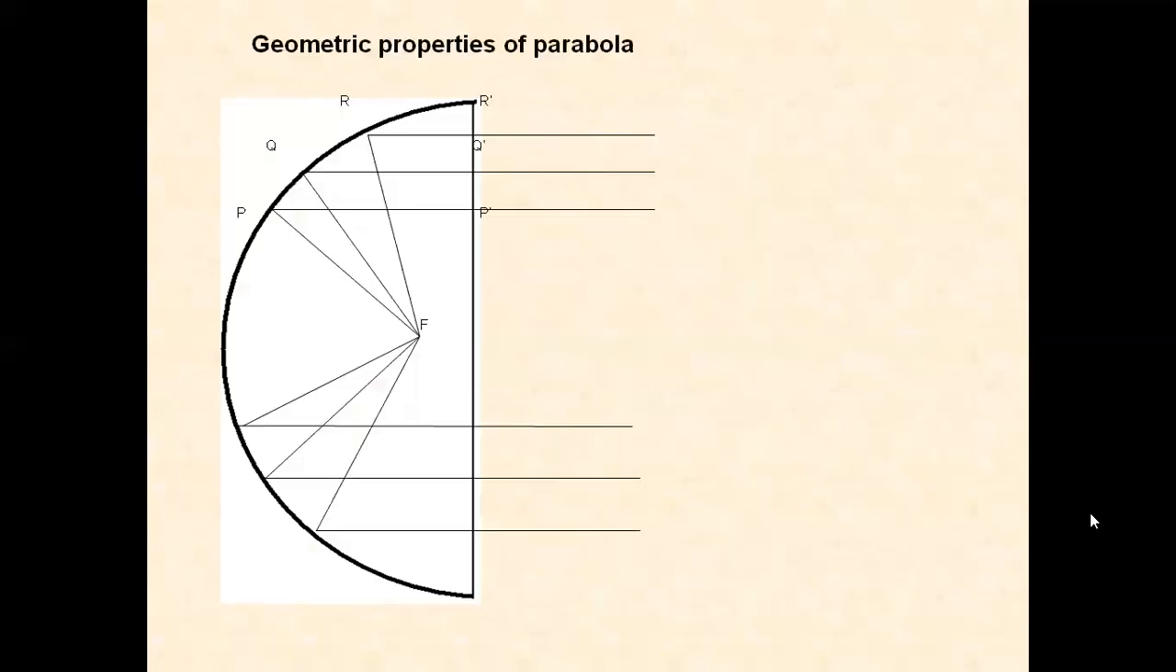These are the geometrical properties of the parabola. The geometry of the parabola is such that, with F as the focus point, FR plus RR dash equals FQ plus QQ dash equals FP plus PP dash, which is constant. That is the geometry of the parabola as we have seen in detail in the last class.